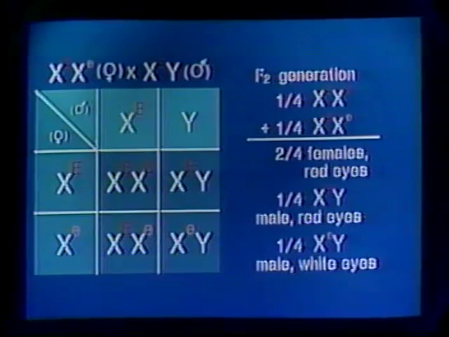1 out of 4 is likely to be a male with a single dominant gene and red eyes, and 1 is likely to be a male with a single recessive gene. It will have white eyes.